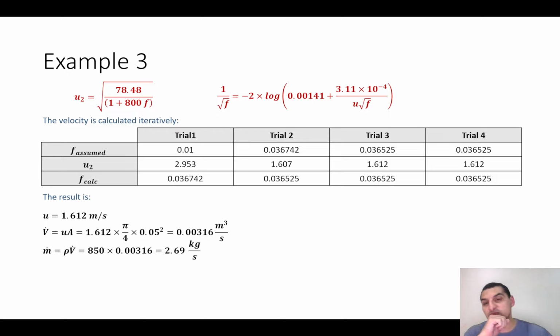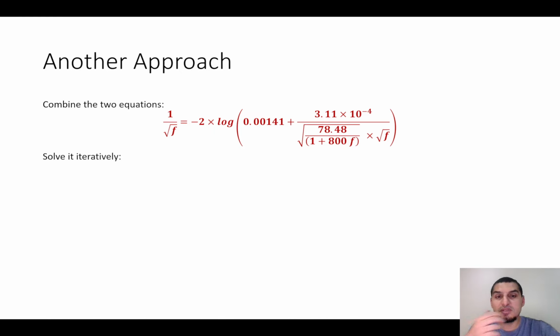We can make it even quicker by combining these two equations, and this is valid only if you use the equation to calculate the friction factor. If you are using the chart, then you have to go step by step. If you combine the equations, you'd see I put here the velocity instead of, I combine the two equations. This is the velocity. Okay, so now you have one equation that is function of f, and you can do the same thing.